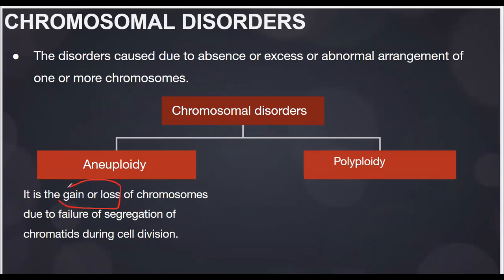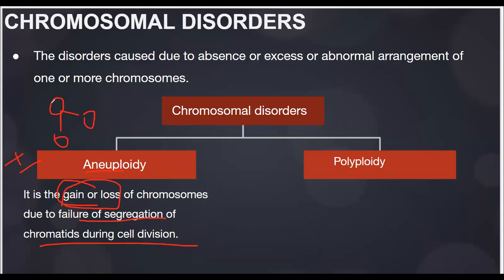Gain or loss of chromosome. Aneuploidy will be either gain, an addition, or subtraction, a minus, of chromosome due to failure of proper separation of chromatids during cell division. So at the time of cell division, there was not proper segregation of an equal number of chromosomes to both the daughter cells.